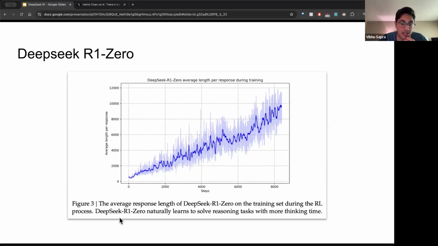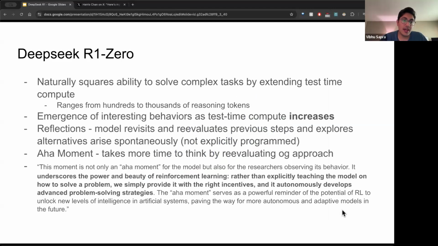There's a little quote here: the average response length of R10 on the training set during the RL process. DeepSeek R1 naturally learns to solve reasoning tasks with more thinking time. It naturally acquires the ability to solve complex tasks by extending test time compute. This ranges from hundreds to thousands of reasoning tokens.